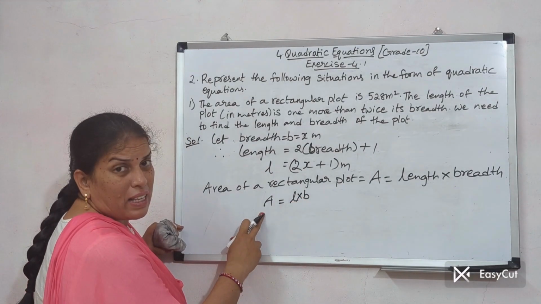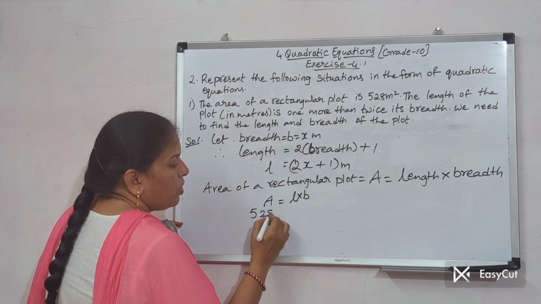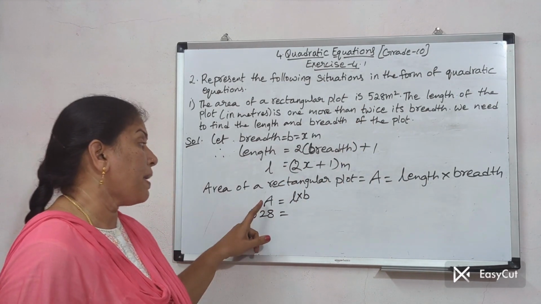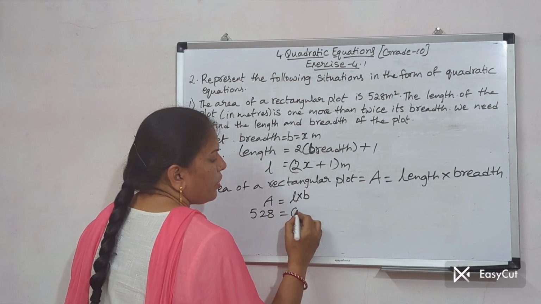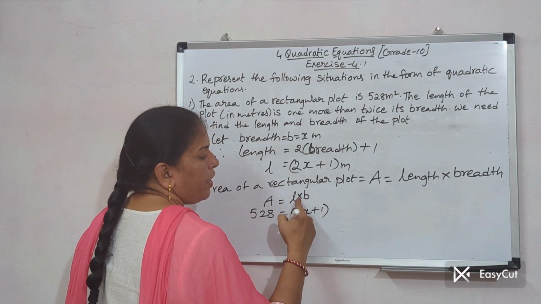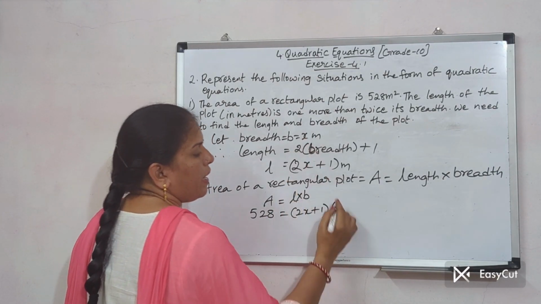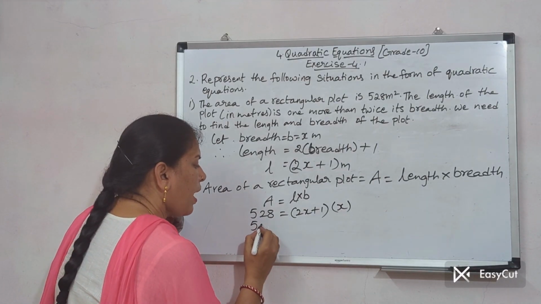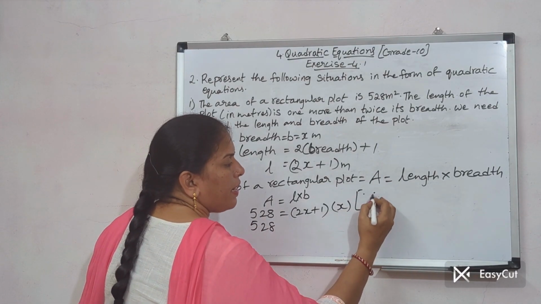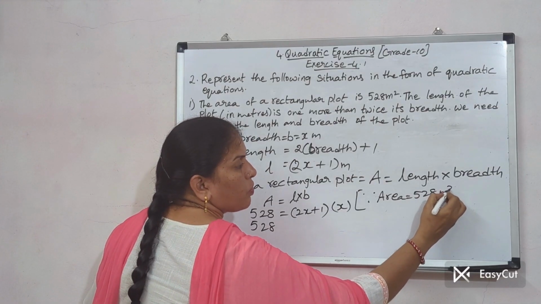But in the question they have given the area. What is the area? 528 meters square. In the place of area we must write down 528. Length means how much? 2x plus 1, into, no need to write, bracket we can keep. Breadth means how much? x. All of you understood? So 528, see here, since area is equal to 528 meters square.